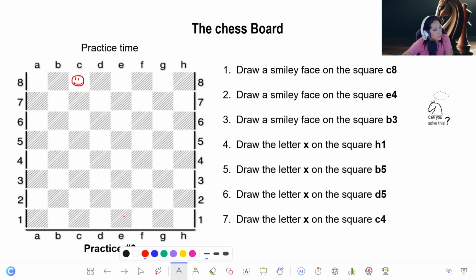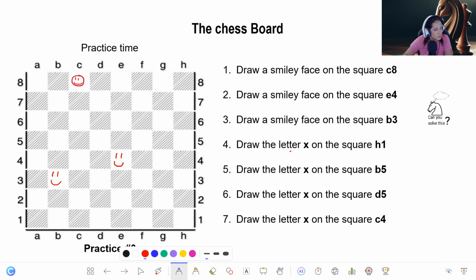And then the next one says draw another smiley face on E4. Let's look for E. Go up to 4, and here we should have our next smiley face. No, I don't like that circle. Let's do just the eyes and mouth. Okay, E4 is this one. Eyes and mouth. It's a smiley face. Now let's go to the next one, which is B3, and we have to draw a smiley face as well. B3 is this one here. Let's draw a very smiley face.